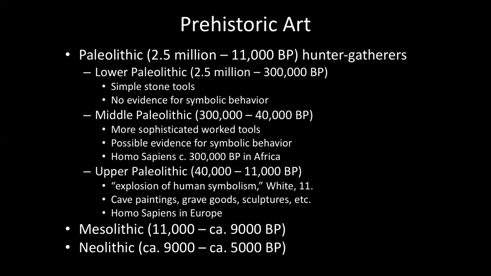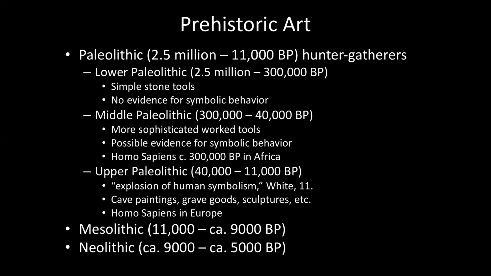And then the middle Paleolithic is right at the beginning of Homo sapiens until 40,000 years before present. During this time, we start to see, especially from Homo sapiens, more sophisticated tools and some possible evidence for symbolic behavior. Homo sapiens had developed about 300,000 years ago in Africa. But despite these people being the same species, there was a big change that made them more like us about 40, 50,000 years ago, and that's called the Upper Paleolithic.